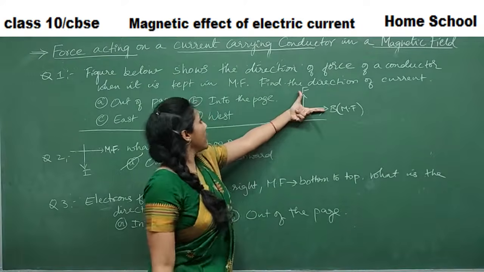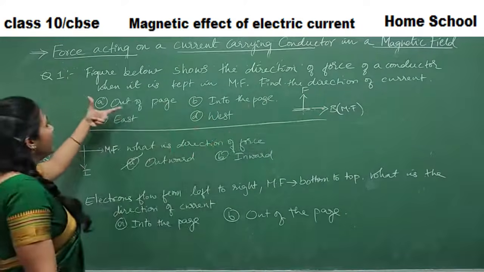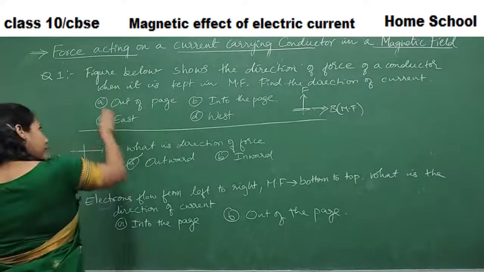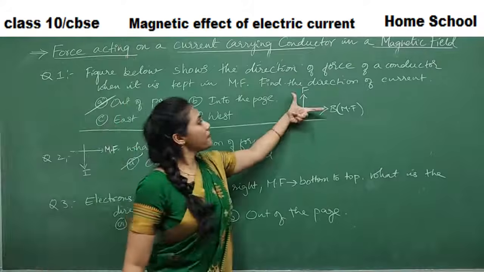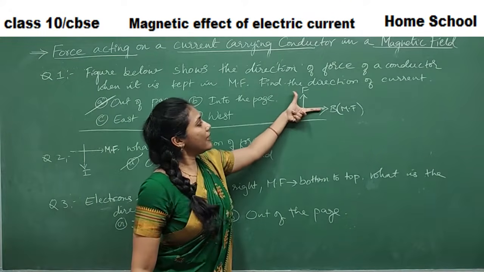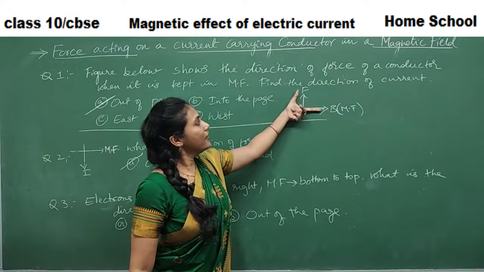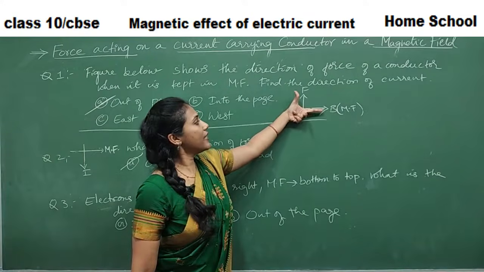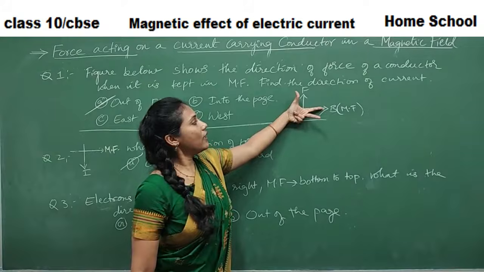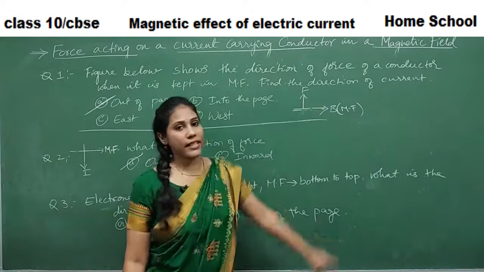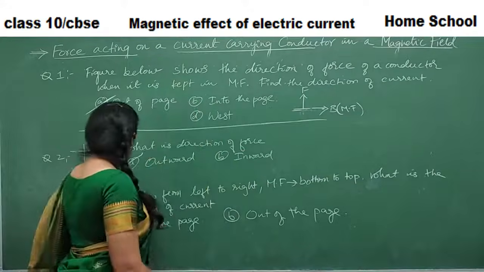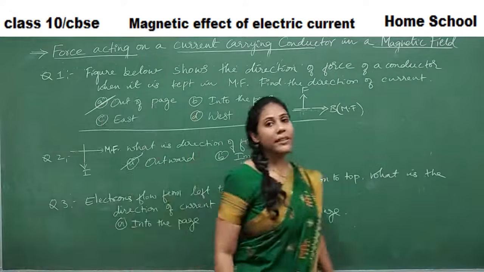So what is your option, guys? What are the options given? Out of the page, into the page, east, west. Definitely it is out of the page, because see, I'll keep the index finger at B. The F direction is your thumb. So what is the direction of this finger? That's the middle finger, it's outside. That's out of the page. Clear. Coming to the third question, very, very important.